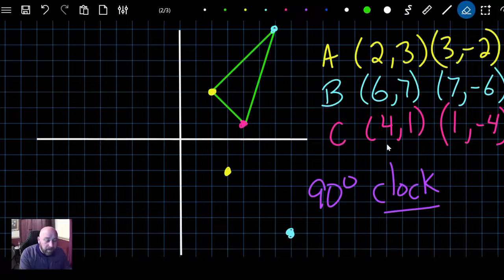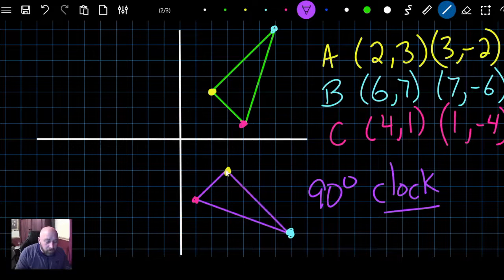And then we'll do the next one. The pink point is going to be 1, -4. So there's 1, 1, 2, 3, 4. There we go. All right, so there's our points, and now I'm going to take my purple line and I'm going to connect those points to make my triangle.